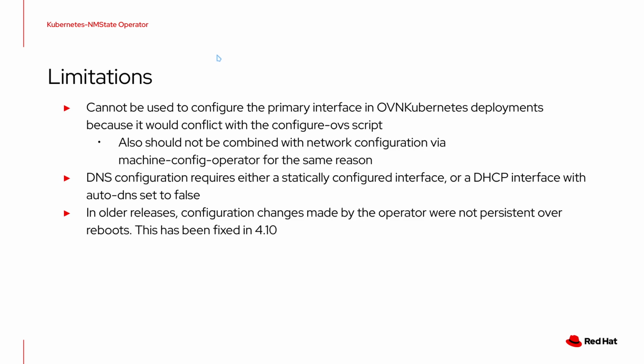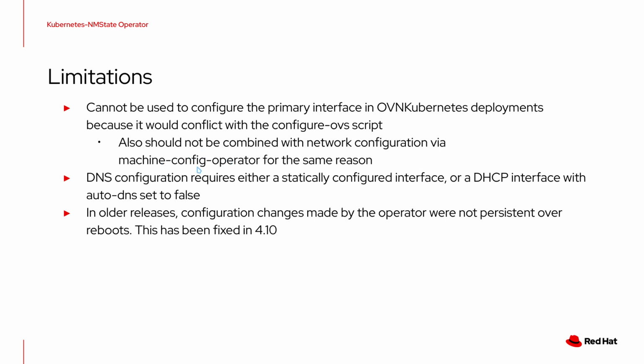So again, there are a few limitations with this feature. It can't be used to configure the primary interface in OVN-Kubernetes deployments right now, and that's because OVN-K uses the configure-ovs script to create a bridge on the primary interface, and as a result, we have the problem of two different tools trying to configure the same interface again. You can use it to configure any other interfaces on the node, like if you have a storage interface or something like that. Unfortunately, right now you can't use it on the primary interface.